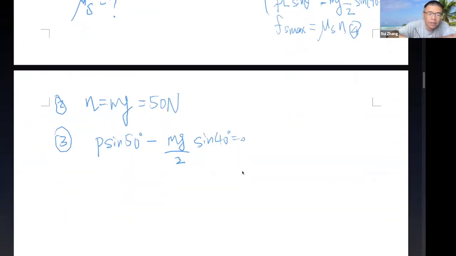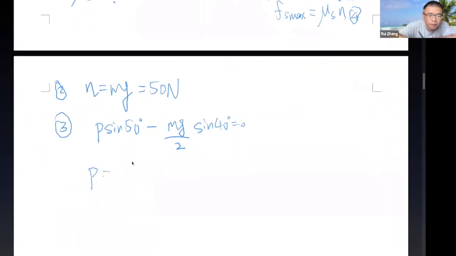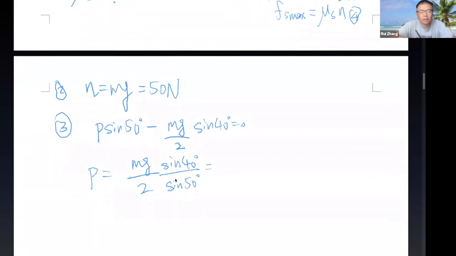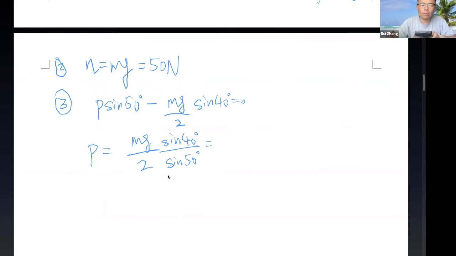So basically P equals mg over 2 sine 40 divided by sine 50. Okay, so that's the answer for P. So let's calculate it. So you got 20.977. So you basically got 21 Newton for the P. Okay, so we got this P here.